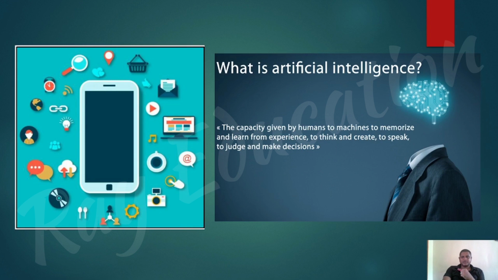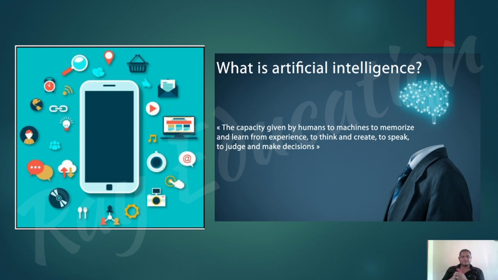Next one, what is artificial intelligence? Artificial intelligence is nothing but giving our intelligence artificially to the machine. The capacity given by humans to machines to memorize and learn from experience, to think and create, to speak, to judge and make decisions. Yes, this is the thing. We are going to give all the intelligence which we humans have. We are going to feed this intelligence to the machine. That's how the artificial intelligence era has begun.